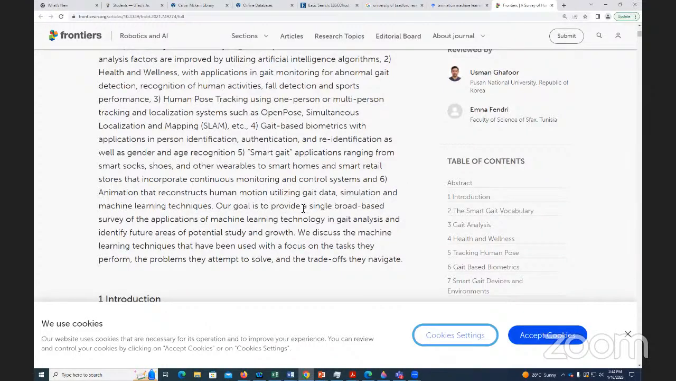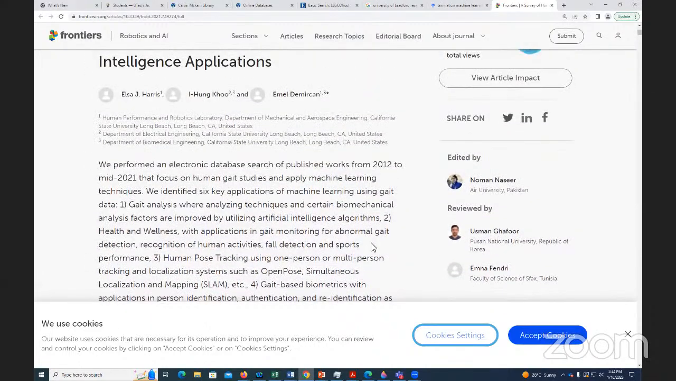Our goal in the paper is to provide a single broad-based survey of the applications of machine learning technology in gait analysis and identify future areas of potential study and growth. We discuss the machine learning techniques that have been used with a focus on the tasks they perform, the problems they attempt to solve, and the trade-offs they navigate. Now, here's a comment I have so far, guys. This article is going to be challenging both for the computer science students in here and for the animation students, because the animation students have never studied computer science and the computer science students have never studied animation.